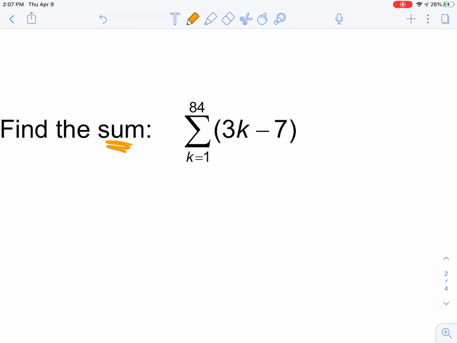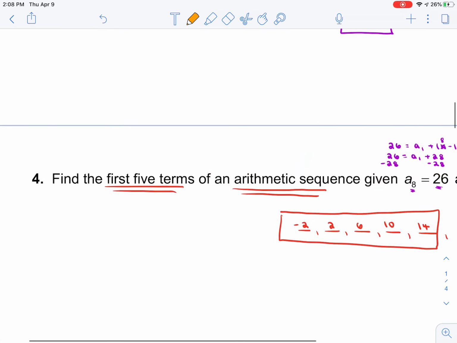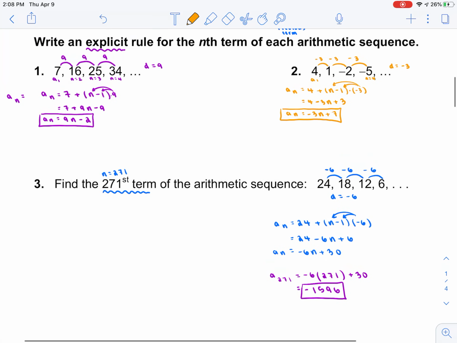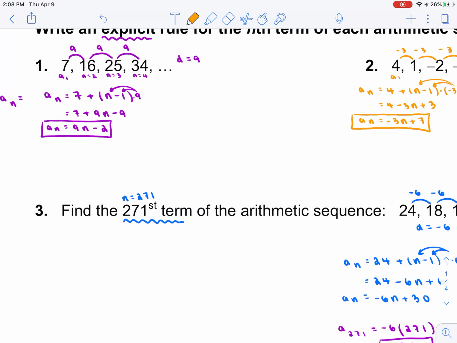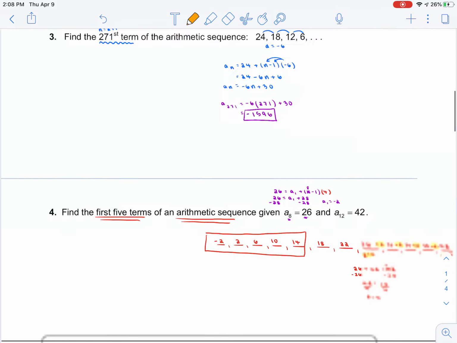So the next problem is, again, finding the sum. And notice that this is an arithmetic series that we're talking about. And I know that because this is a linear equation. You will notice that every single time a linear equation follows a sigma, it's arithmetic. Why? Because going back to the formula, every single time we use the formula, if it's arithmetic, you are getting a linear equation as your final answer.